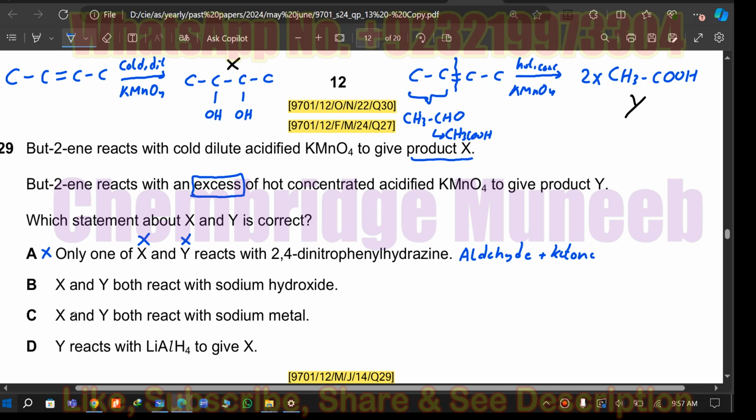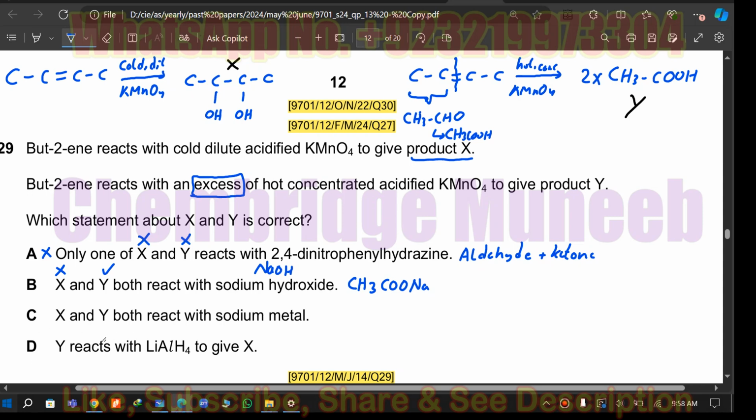Now option B says X and Y both react with sodium hydroxide. X is an alcohol, so alcohol does not react with sodium hydroxide, NaOH. But the carboxylic acid does react: the hydrogen of the carboxylic group is replaced with the metal, so CH3COONa will be formed. So Y does react with sodium hydroxide.